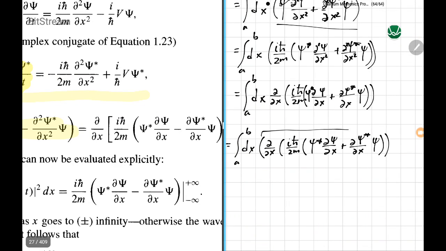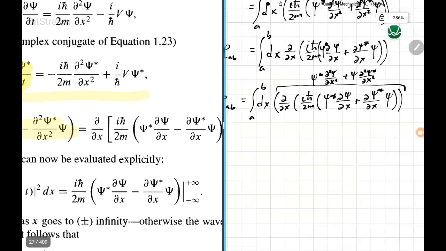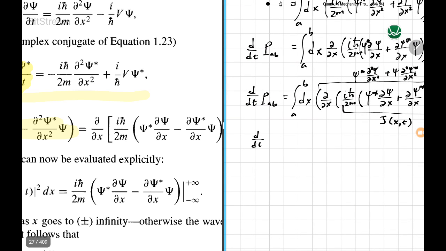And I know that because this guy right here is just this guy from our chain rule. Well, we did our chain rule and then we plugged in the Schrodinger equation, which I did not do in this video. That is only in the normalization video that I do all the steps to that. Now we know from our problem statement that this part right here is j of x and t. So my time derivative of my probability from a to b is the integral from a to b dx del x of that current or probability density current.